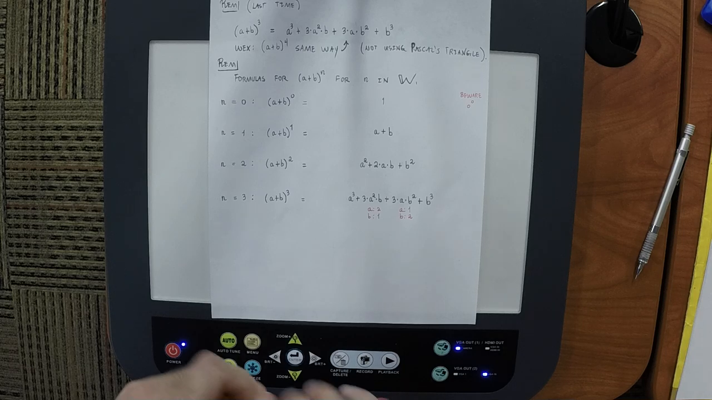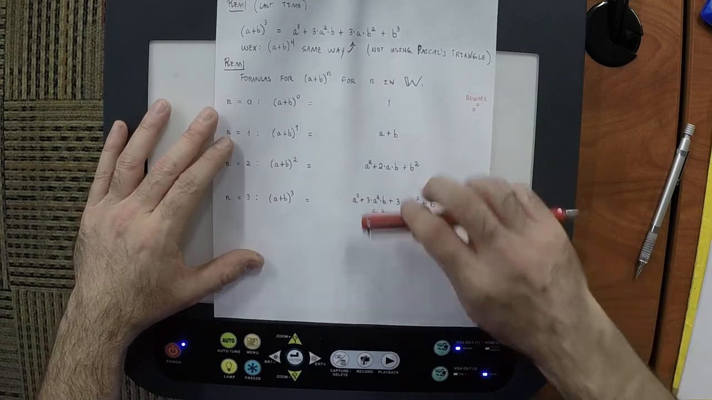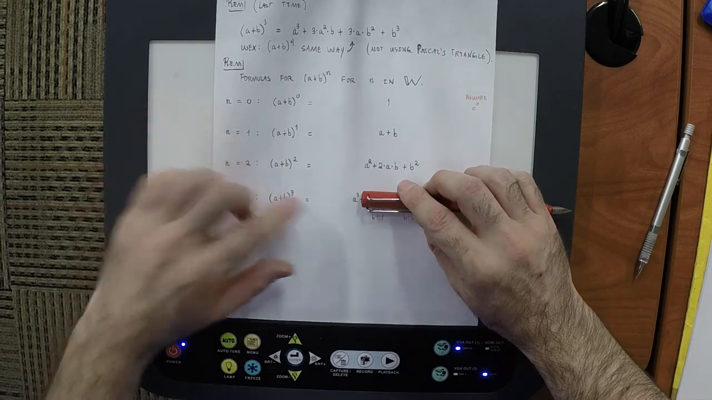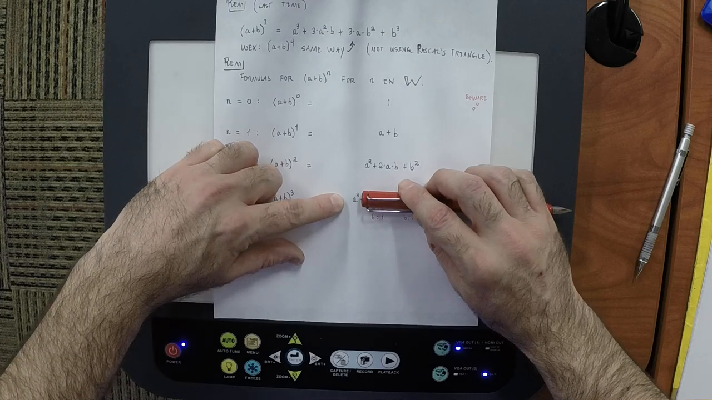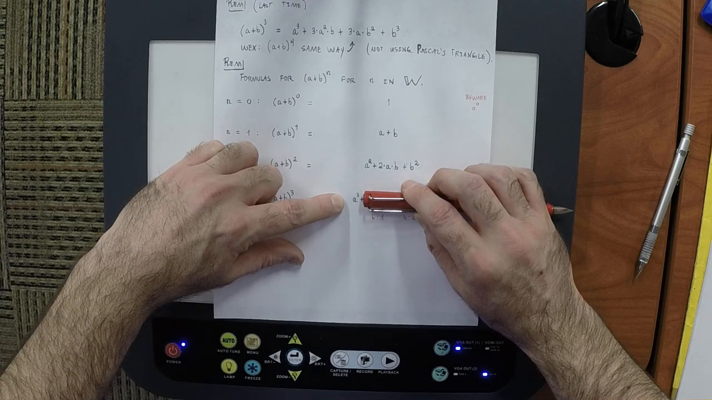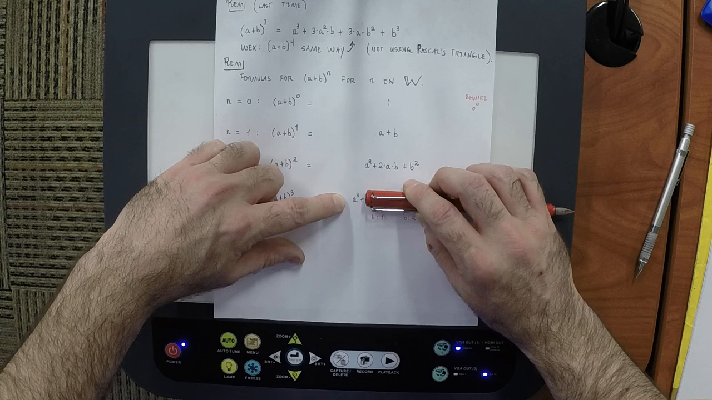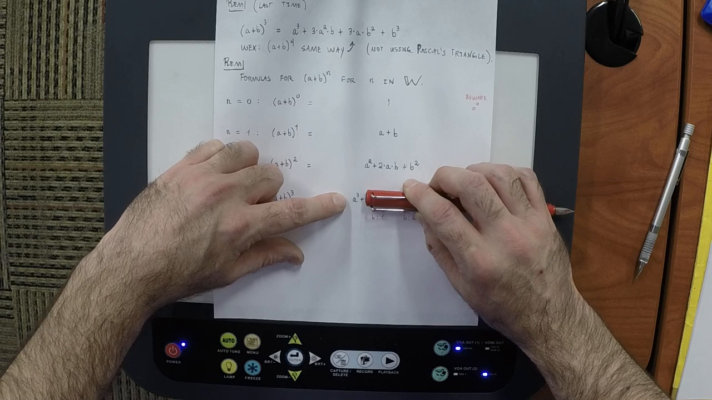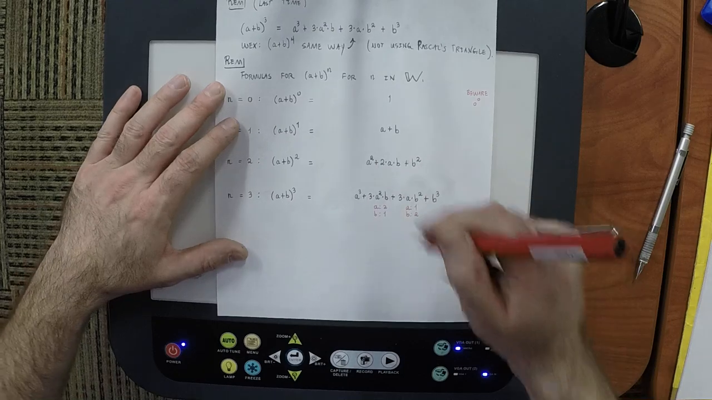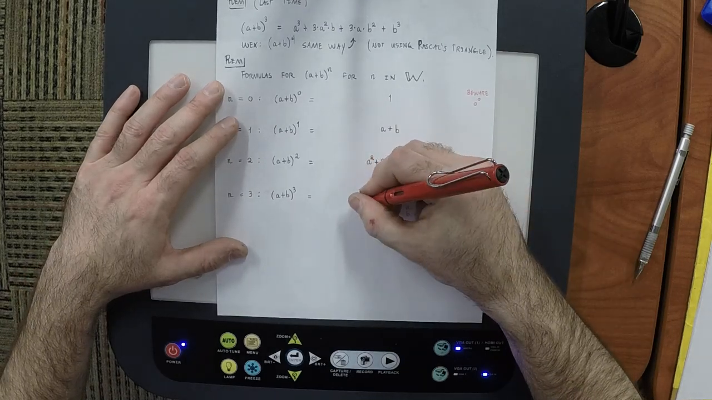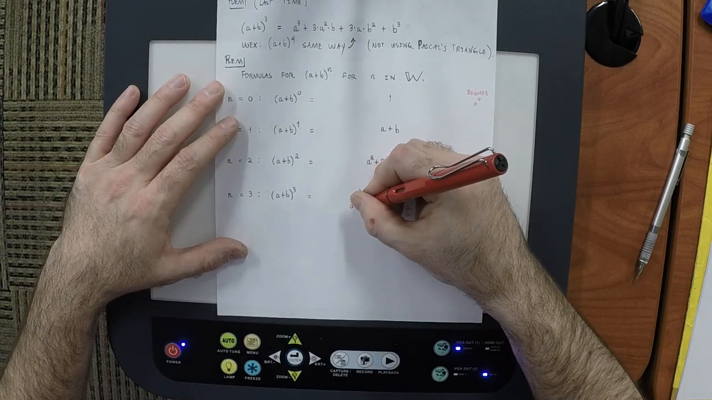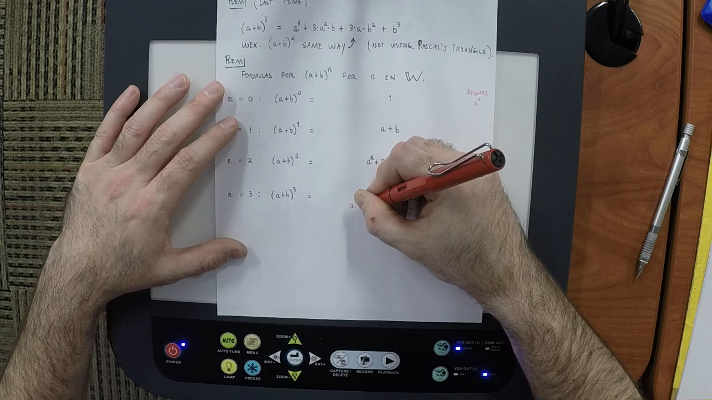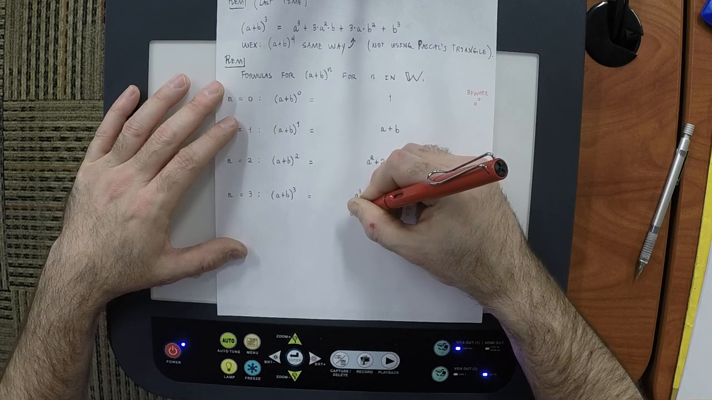Now it gets a little weird until you fully understand the pattern. So for this term right here, how many A's and how many B's? 3. There's 3 A's and 0 B's, right? Because if you were to read this one out loud, it would be sort of like AAA. That's what it would be. There's no B's in there. So this is 3 A's and 0 B's.